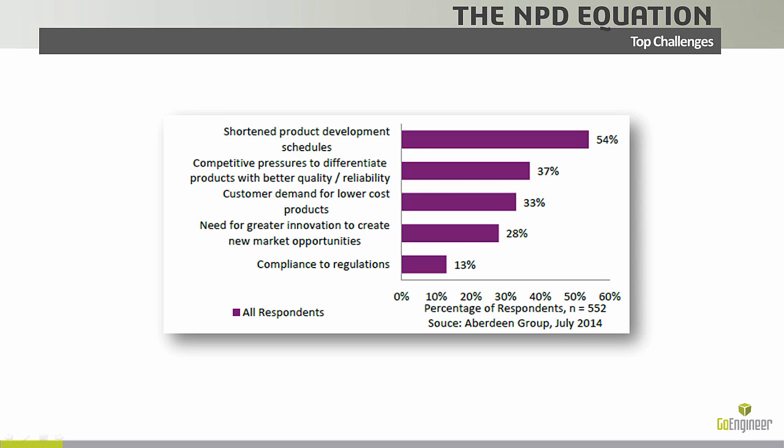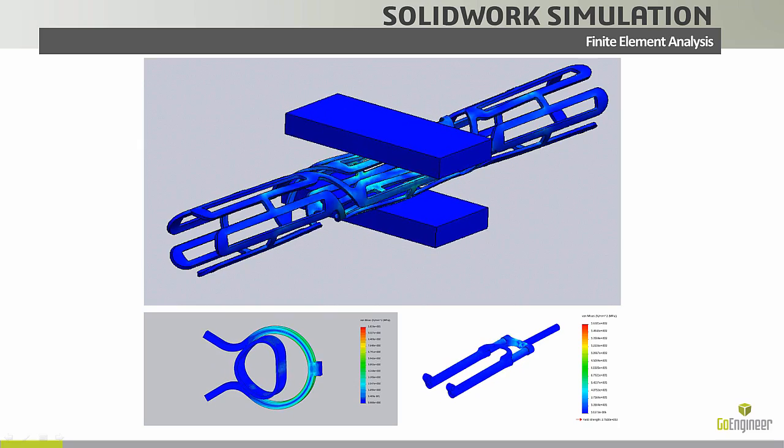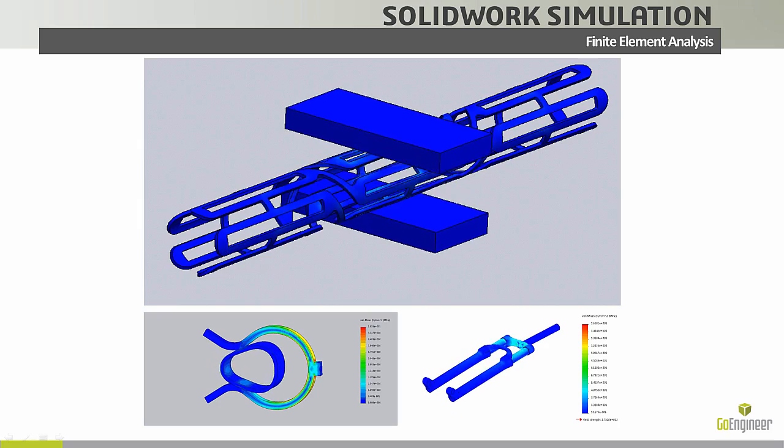Now, there was a recent survey conducted by the Aberdeen Group about 2 years ago on the top challenges in the NPD equation, the new product development equation, and shortened product development schedules came up as one of the key elements, one of the bigger challenges, even above compliance with regulations, developing low cost products, and so on and so forth. So through design simulation, we aim to shorten the design development process and the number of prototyping iterations you need to go through before coming up with a mature design.